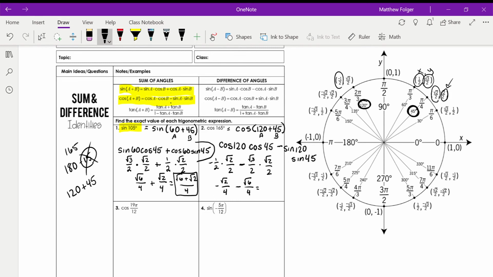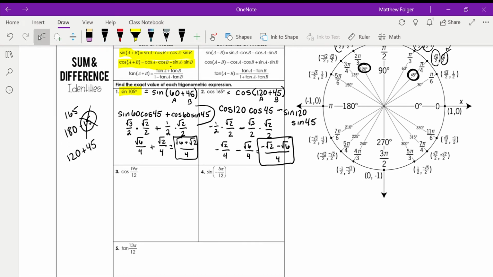And then remember, to combine fractions, they just need to have a common denominator, which these do. So negative square root of 2 minus square root of 6 all over 4. And there is your answer for question number 2. Okay, moving on to the next one.